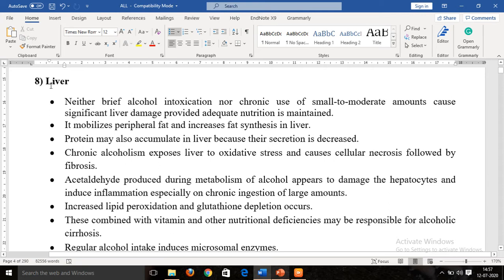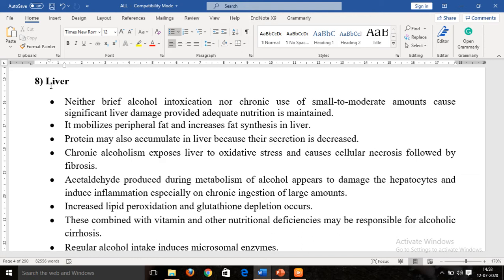Now, generally what people consider is that consumption of alcohol may result ultimately in liver damage. But it is not like that. The consumption of alcohol may not always lead to cirrhosis of the liver, which is quite common nowadays. Alcohol is not the only reason for cirrhosis of the liver. There are certain reasons why alcohol results in liver cirrhosis. All the time, alcohol consumption may not result in liver cirrhosis.